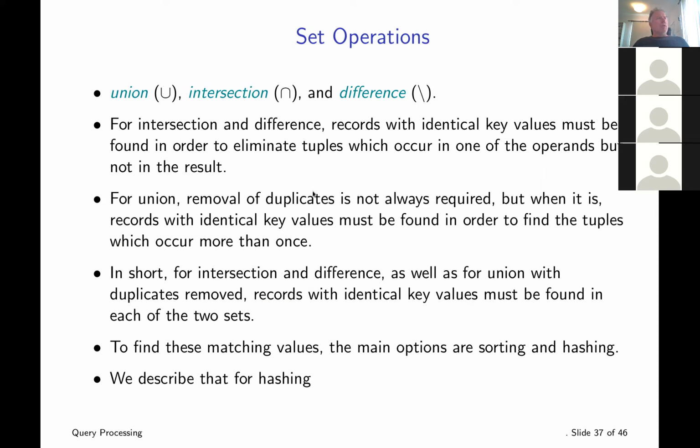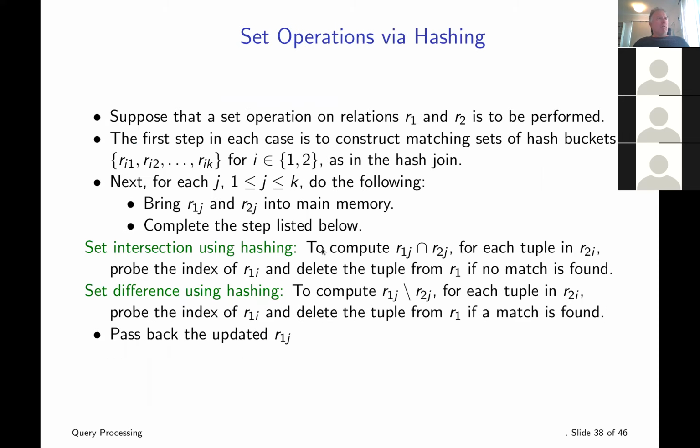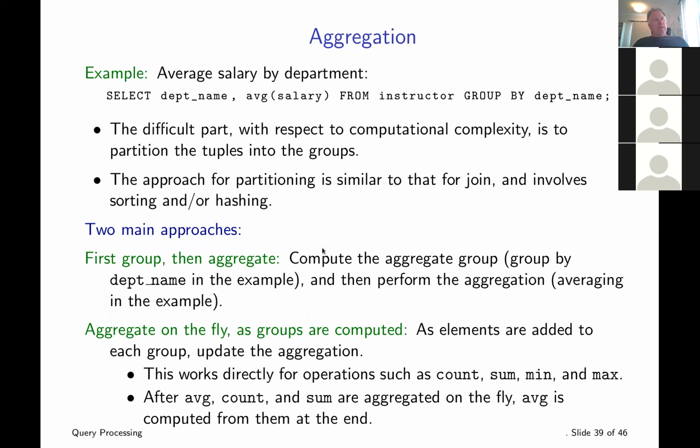Union, intersection, okay. Set operations via hashing, I think I just talked about that. Aggregation: the big thing with aggregation is to compute the groups. So you do the partition based on the group. That definitely suggests a hashing strategy where all the elements in a particular group get mapped to a certain hash bucket, and then you keep them in the hash bucket.